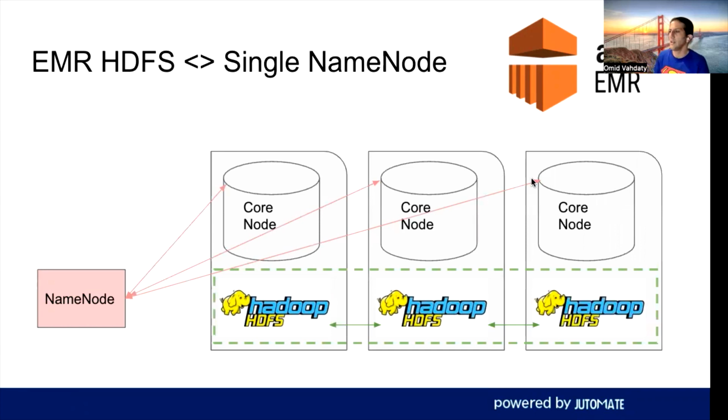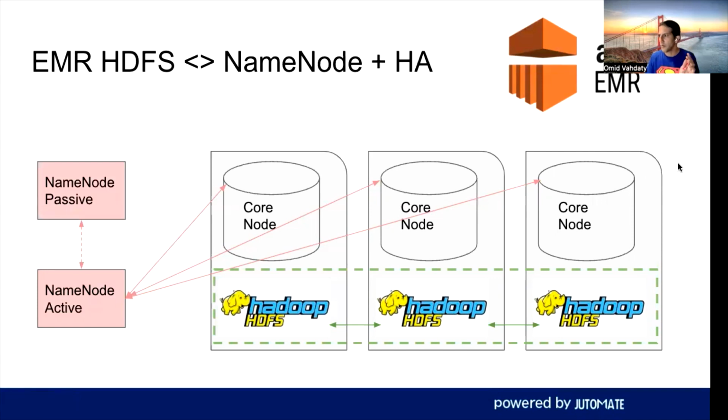So essentially, if you have a 3 core node deployment cluster, HDFS will span these 3 servers in the cluster. And the name node will be in constant communication with each of the core nodes, back and forth about the status of each core node. Why is that? Let's talk about it in a second.